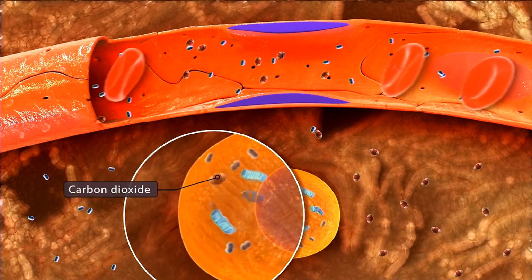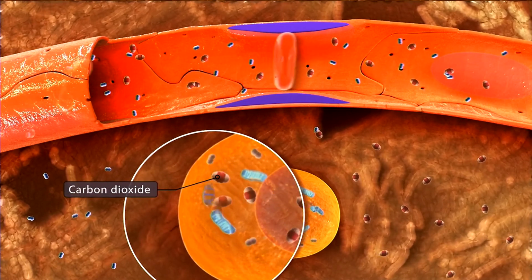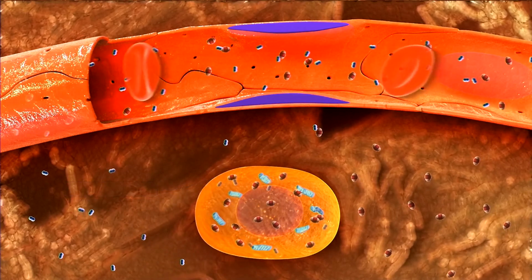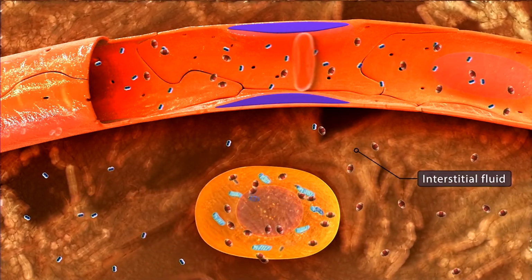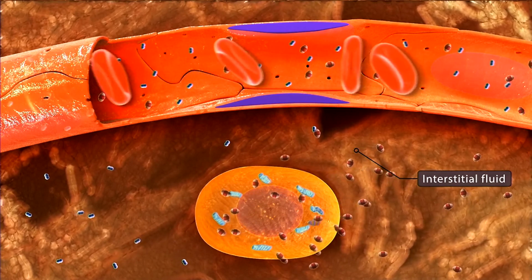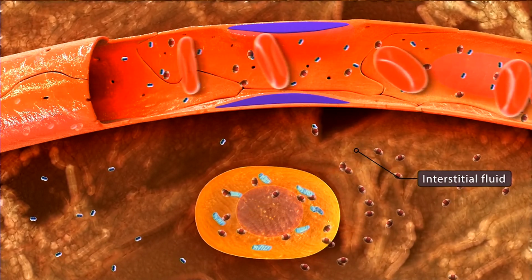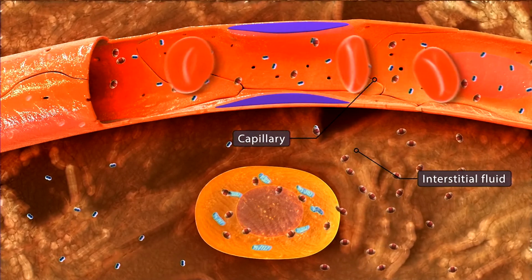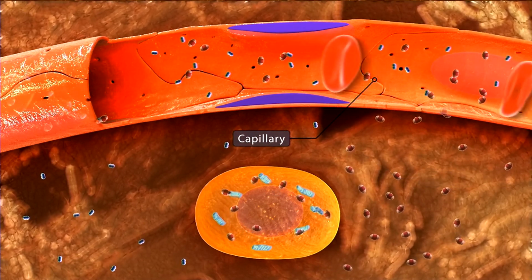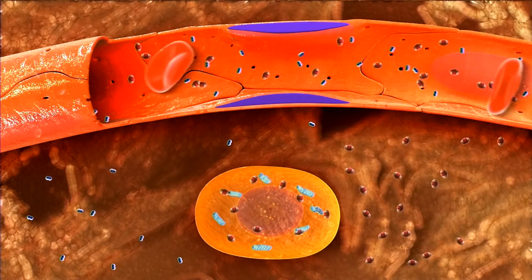Carbon dioxide is given off during ATP production. When the accumulation of carbon dioxide within a cell exceeds that of the interstitial fluid, the carbon dioxide diffuses out of the cell. As the carbon dioxide level in the interstitial fluid increases to a higher concentration than in the bloodstream, the carbon dioxide diffuses into the bloodstream.